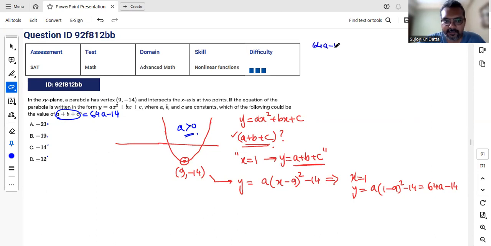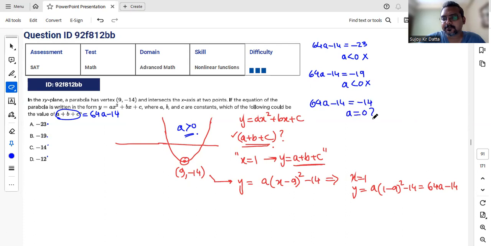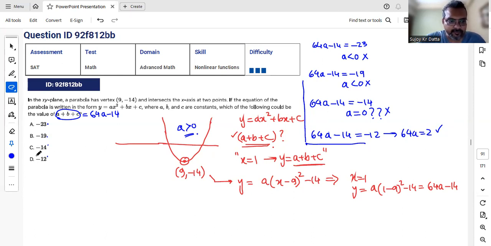So 64a minus 14 is negative 23. So from here, what we get is a is negative. 64a minus 14 is negative 19. Again, 64a would be negative 5, so a is negative. 64a minus 14 is negative 14. a comes out to be 0. It's not possible. Then it's not a quadratic at all. Has to be the fourth option then. 64a minus 14 is negative 12. So 64a is 2 and you will get a positive value of a. So that is our correct answer that we were looking for, option D.